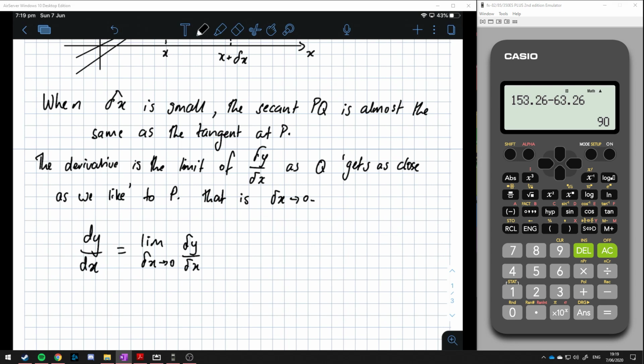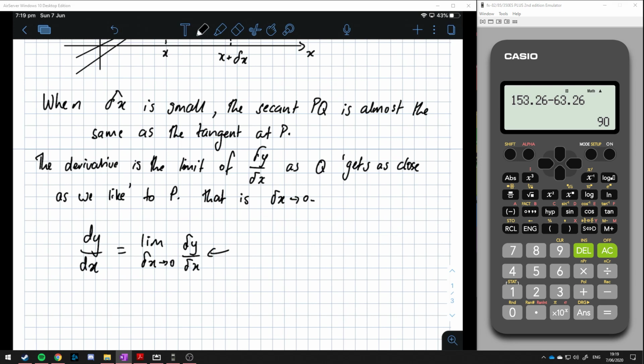So it's important to say that the derivative dy dx is not a fraction, okay? It's terminology, it's not a fraction. However, the delta y over delta x on this side is a fraction, and the derivative is the limit of that fraction as delta x approaches 0, okay?